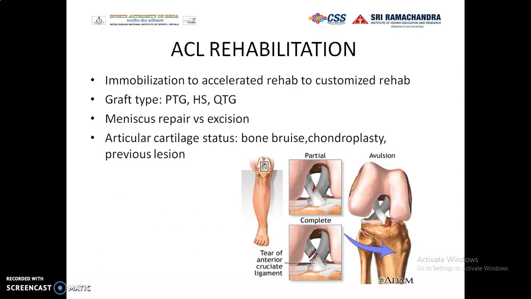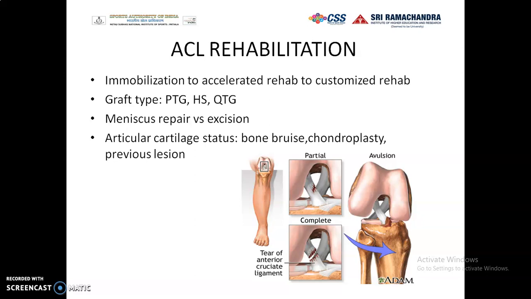load. So now we are moving to an interesting chapter called ACL rehabilitation. I hope you have come across a lot of patients who underwent ACL reconstructions, either with STG or BTB or PTG, or sometimes even a peroneus longus graft. It's a very challenging rehabilitation in the field of sports physiotherapy, because it takes a minimum of 6 months and a maximum of a year to put the player back in the field.